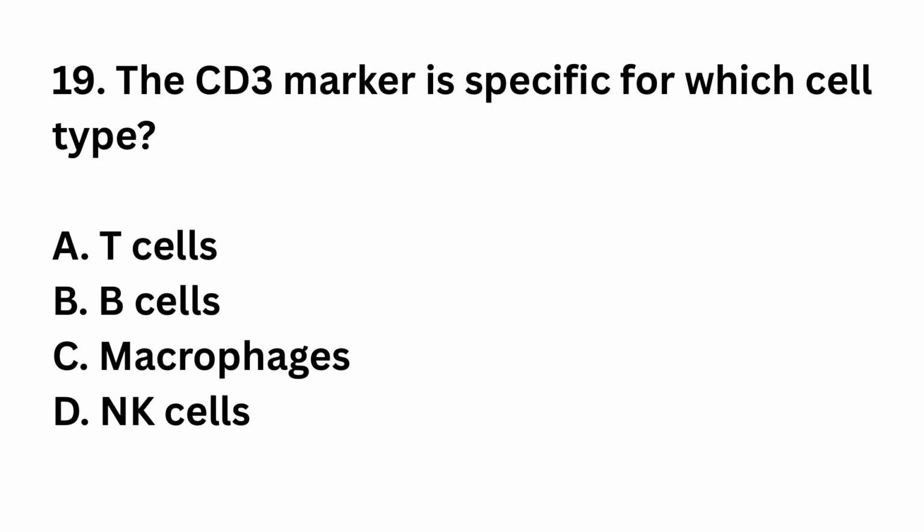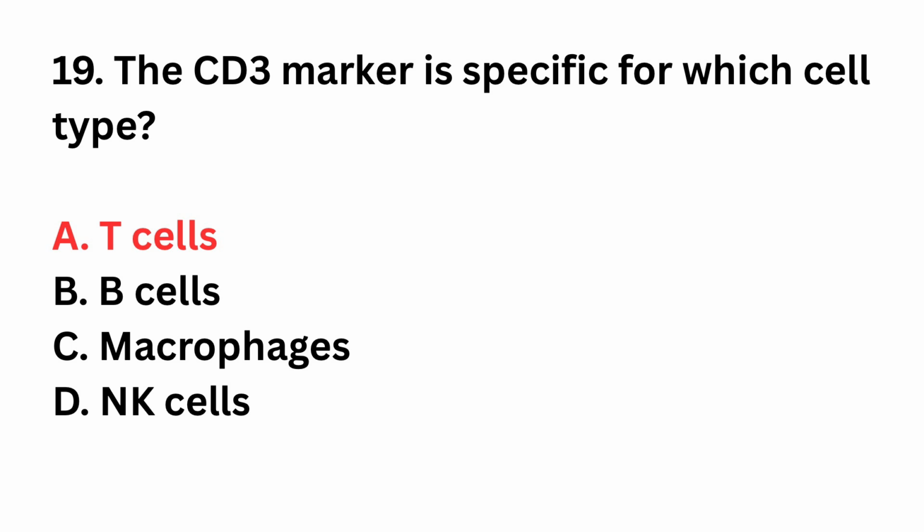Question number 19. The CD3 marker is specific for which cell type? T cells, B cells, macrophages, natural killer cells. The right answer is option A, T cells. CD3 marker is part of the T cell receptor complex. It is found on all mature T lymphocytes.